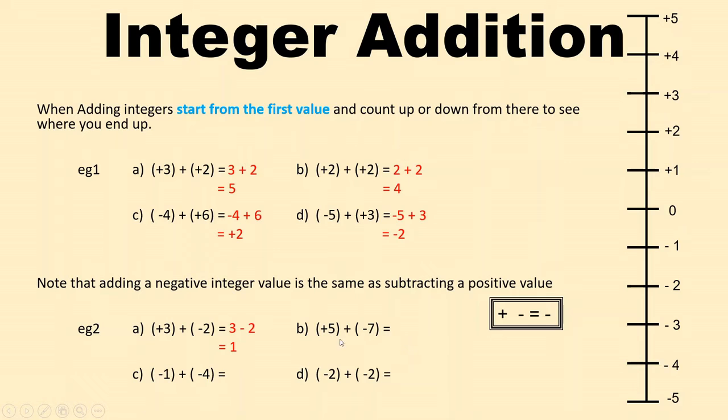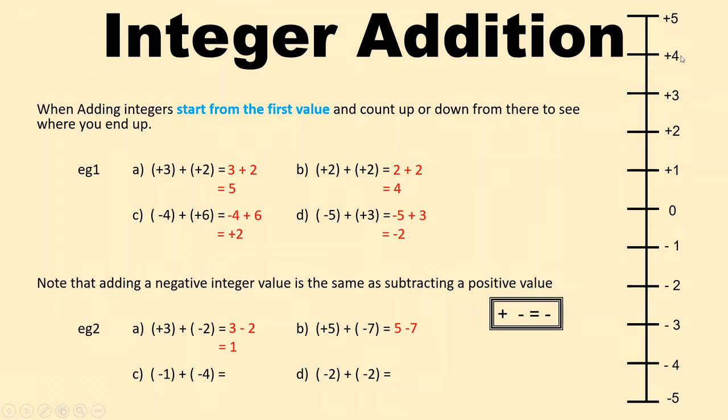For question B, I'm starting at positive 5. I will never change the sign of the value I'm starting with. What I will change is this. I see plus minus, and what that means is I'm starting at positive 5, but then I'm going to go down. Same thing as positive 5, down 7. 5 minus 7. A plus and a minus means subtract.